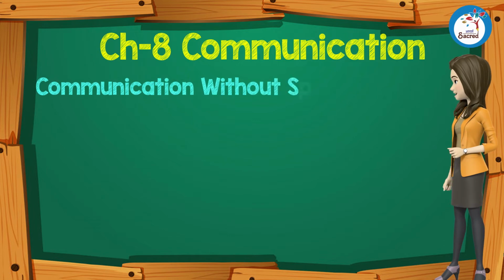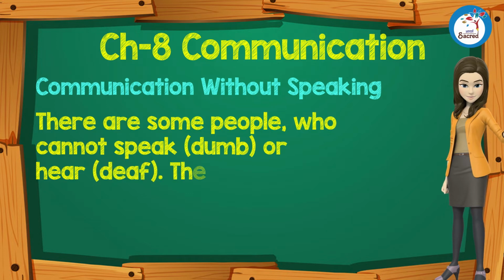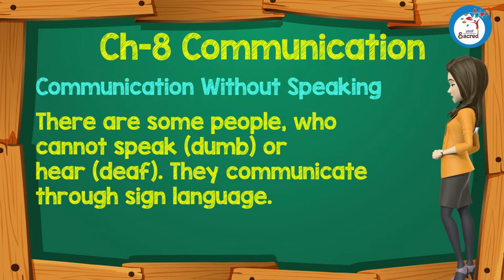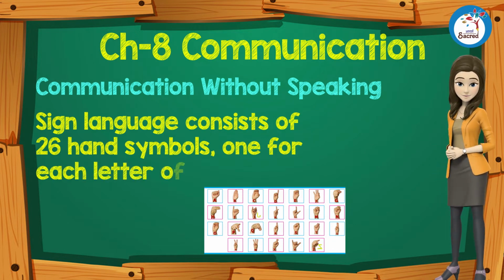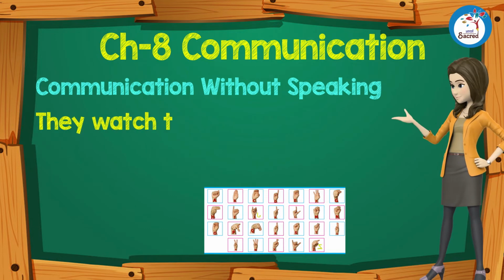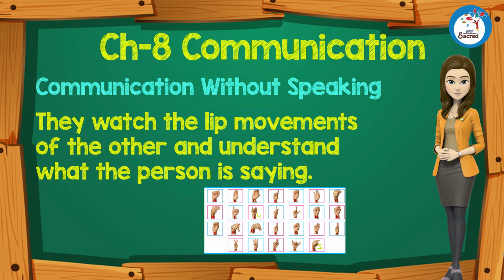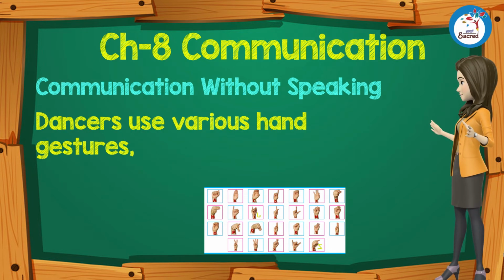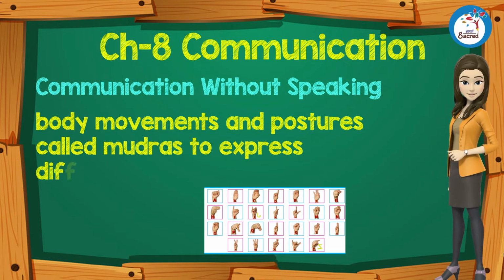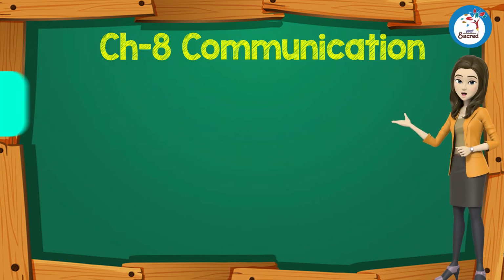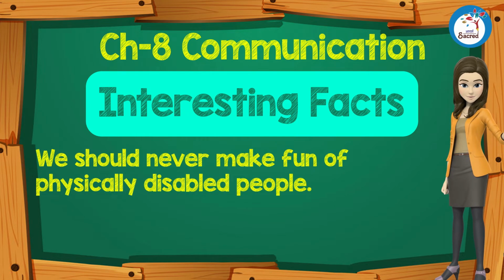Communication without speaking. There are some people who cannot speak, dumb, or hear, deaf. They communicate through sign language. Sign language consists of 26 hand symbols, one for each letter of the alphabet. They watch the lip movements of the other and understand what the person is saying. Dancers use various hand gestures, body movements, and postures called mudras to express different things. Interesting facts. We should never make fun of physically disabled people.